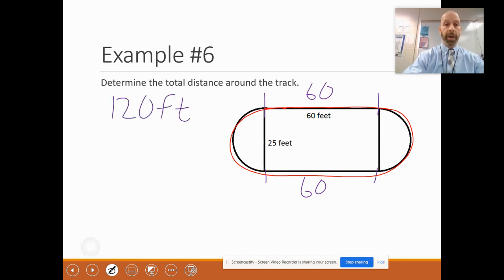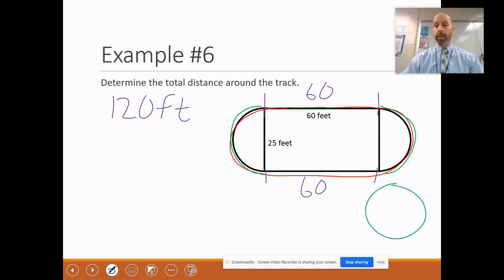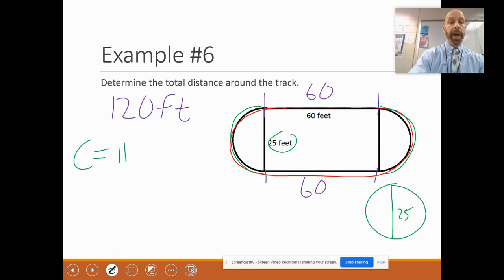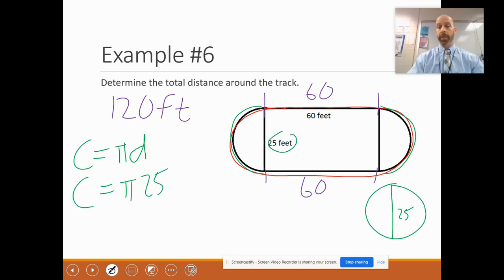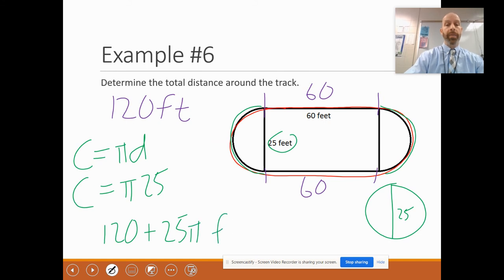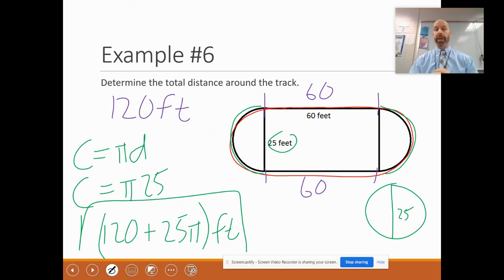Now we also need to figure out the distances from here into here. Well, those are both semicircles, so we could put those together and make one complete circle. We know that the diameter of that circle is 25 feet. So I can use my circumference formula, which is pi times diameter. So that'd be pi times 25. So that tells me that's the circumference of this circle. So that tells me that the total distance is 120 plus 25 pi, and that would be feet. This is the answer in what we call leaving it in terms of pi.